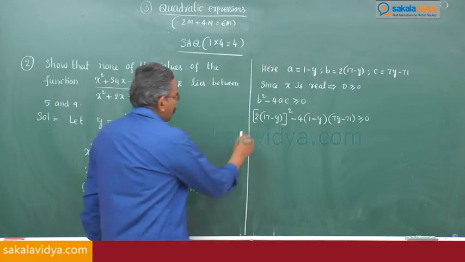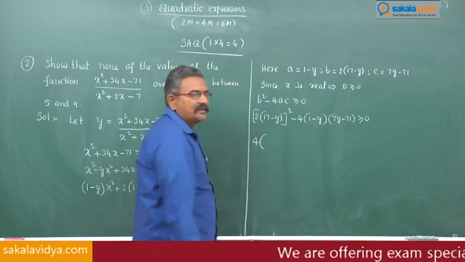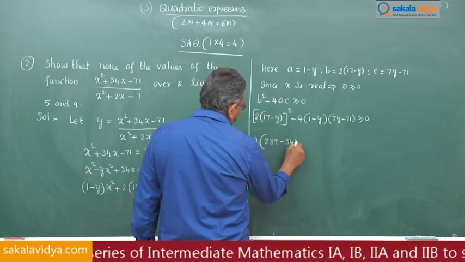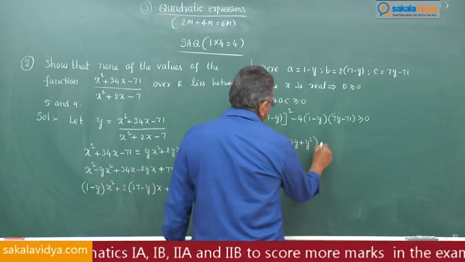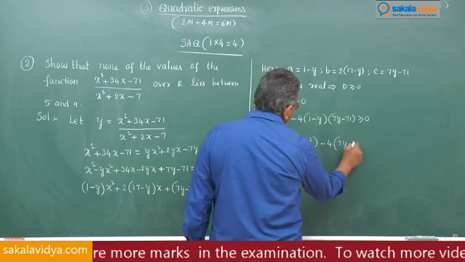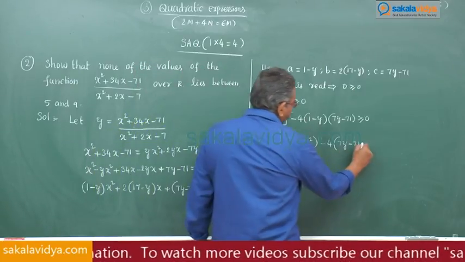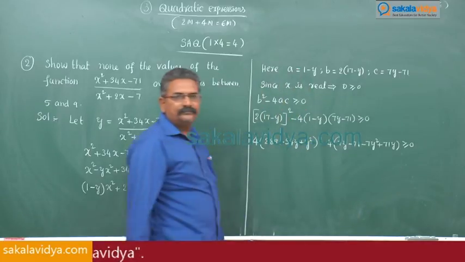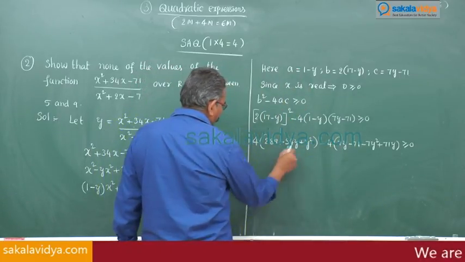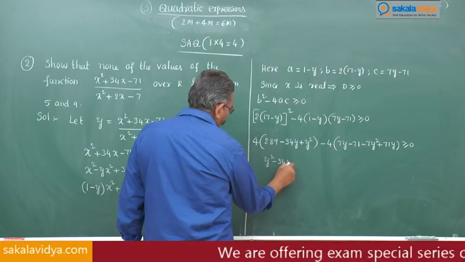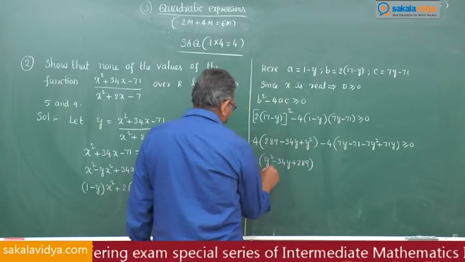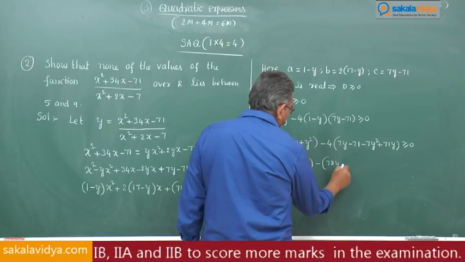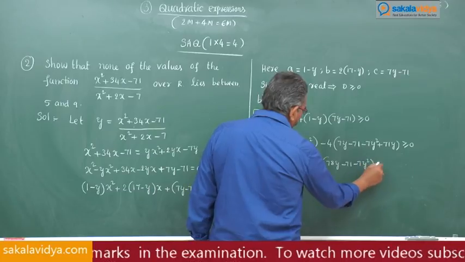Now, this is 4 times 17 square, 17 into 17 is 289, minus 34y plus y square, minus 4 times (7y minus 71 minus 7y square plus 71y) greater than or equal to 0. Divide by 4, you get y square minus 34y plus 289, minus 78y minus 71 minus 7y square greater than or equal to 0.